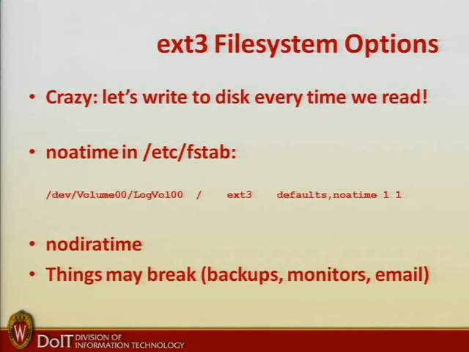All you have to do is put it in the options column of the etc fstab, and then remount your file system. If you're doing it to your root file system, in this case, a reboot is probably the easiest. As I point out, things may break, backups, monitors, all that stuff, but this isn't an all or nothing sort of thing. If your mail server needs last access time on, you can leave /var/spool/mail, if it's its own file system, with it on and shut it off for everything else.